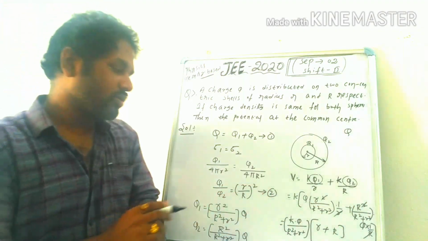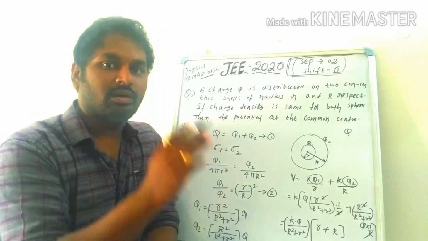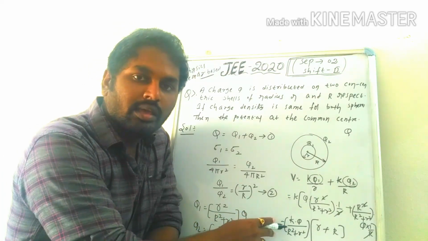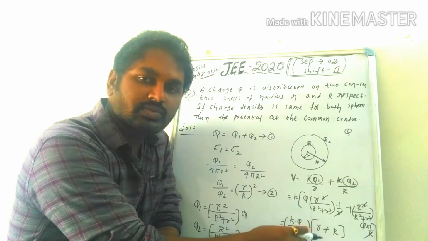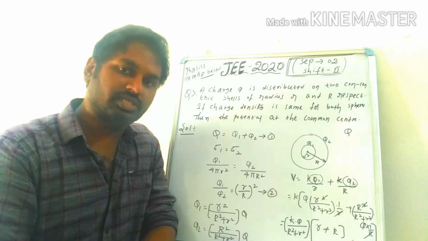So look at the answer you got. Potential at the common center for both the spheres is KQ divided by capital R square plus small r square into small r plus capital R. So this is the result for this question.